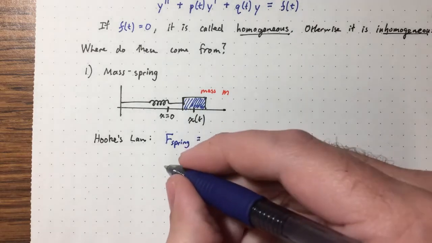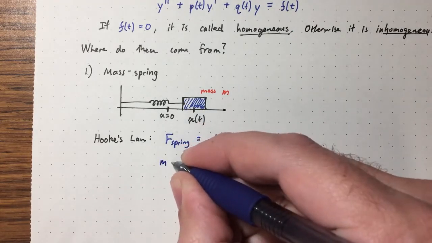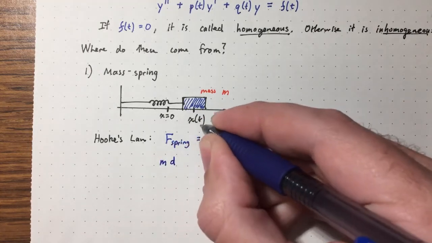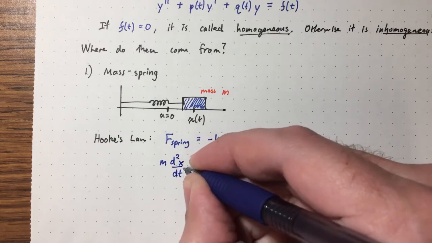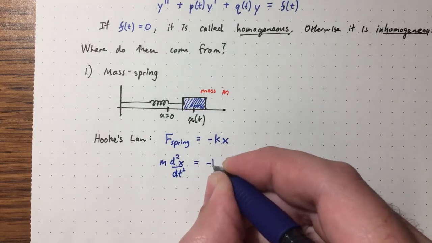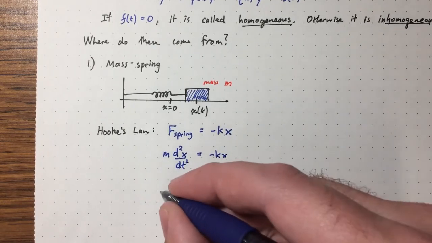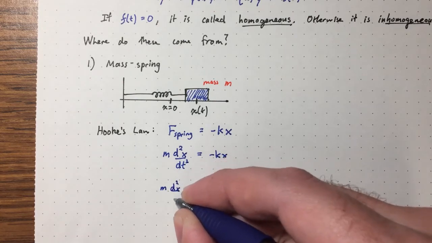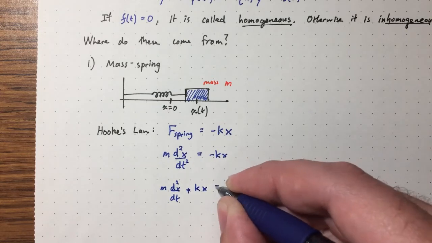And then Newton's second law allowed us to write m times a. A is actually just the second derivative of position, right? So the second derivative of x with respect to t, that equals negative kx. Okay. And let me actually move everything to one side. So I have m times the second derivative plus k times x. That's going to equal 0.